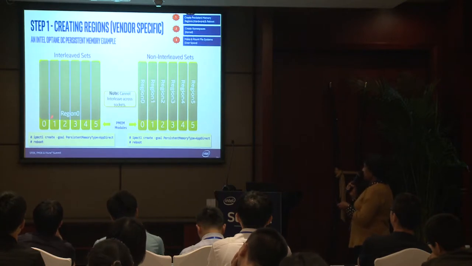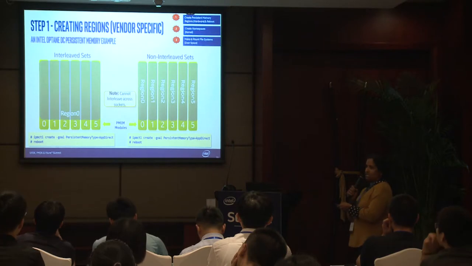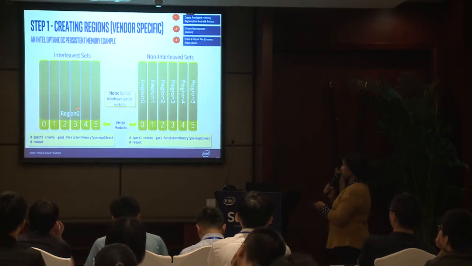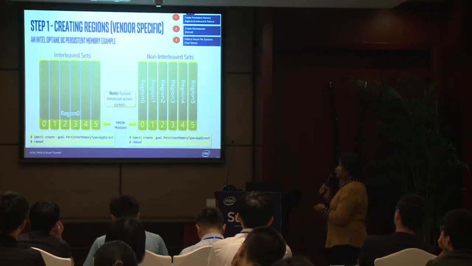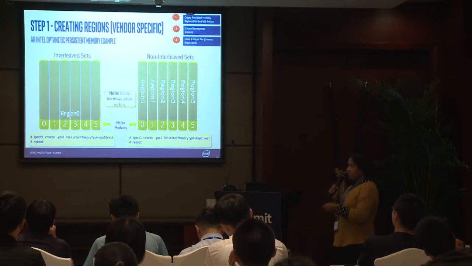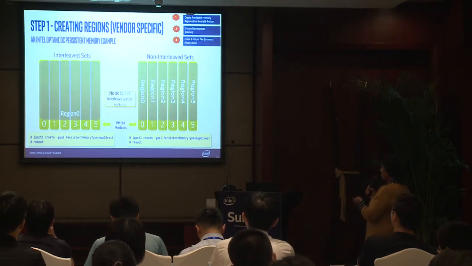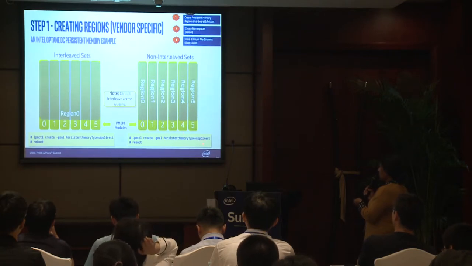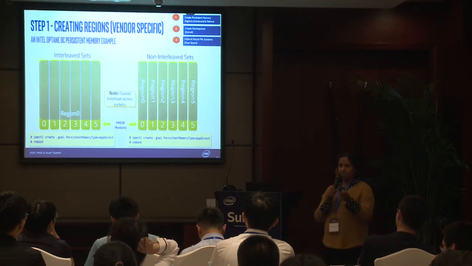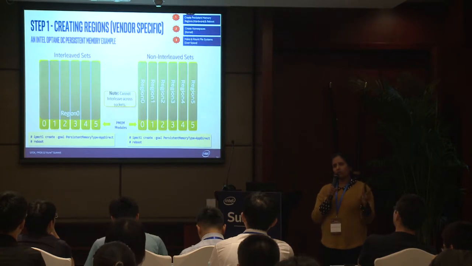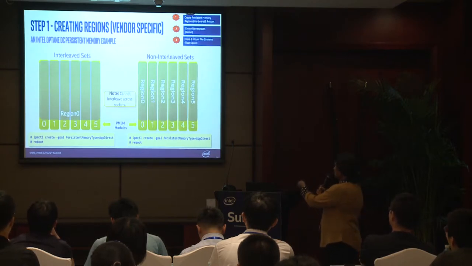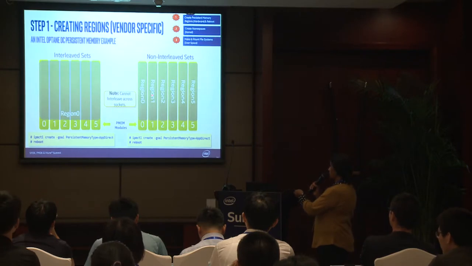In an interleaved set, let's say we have the 6 DIMMs that we had on our server, we want to create a single region across all the persistent memory DIMMs. So you run ipmctl create goal with the persistent memory type as AppDirect, and the default is interleaved. If you don't want interleaved, you give an option of non-interleaved. So there is a command line option on IPMCTL to say whether you want to create the region as an interleaved set or a non-interleaved set. Regions can be created only per socket and not across sockets.